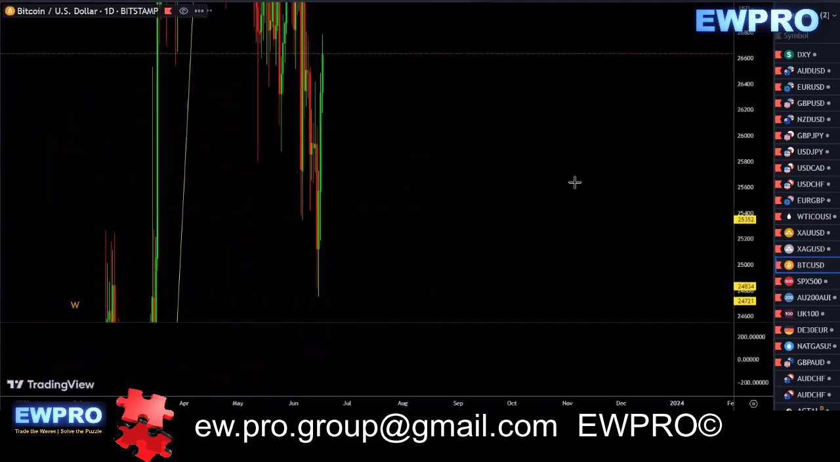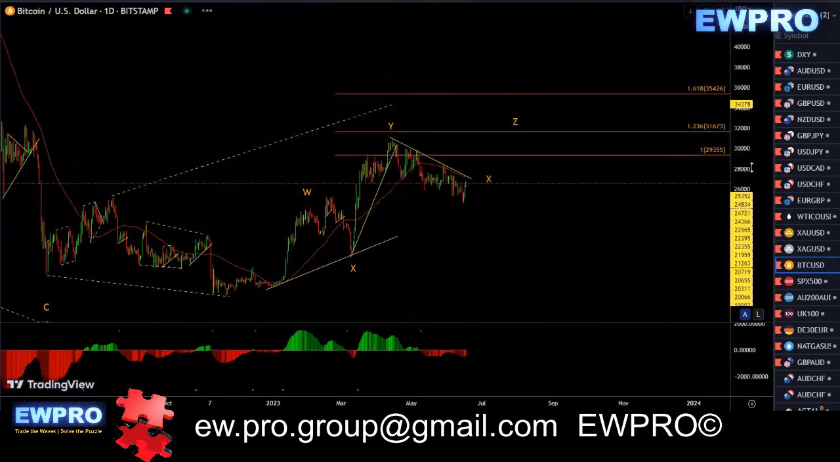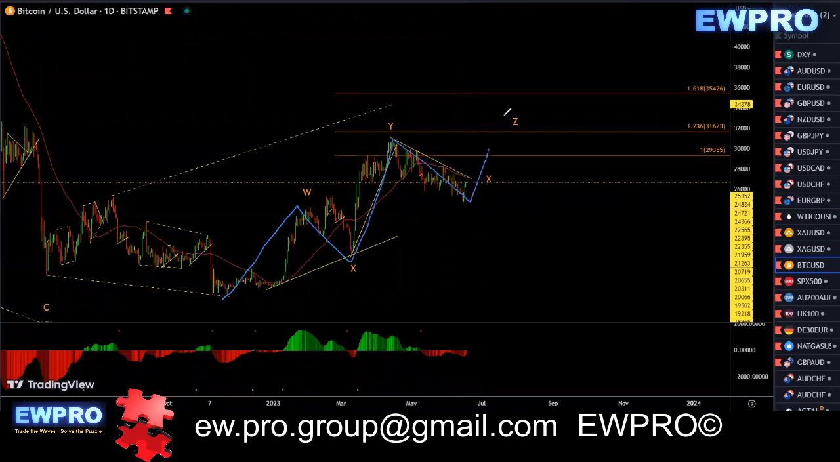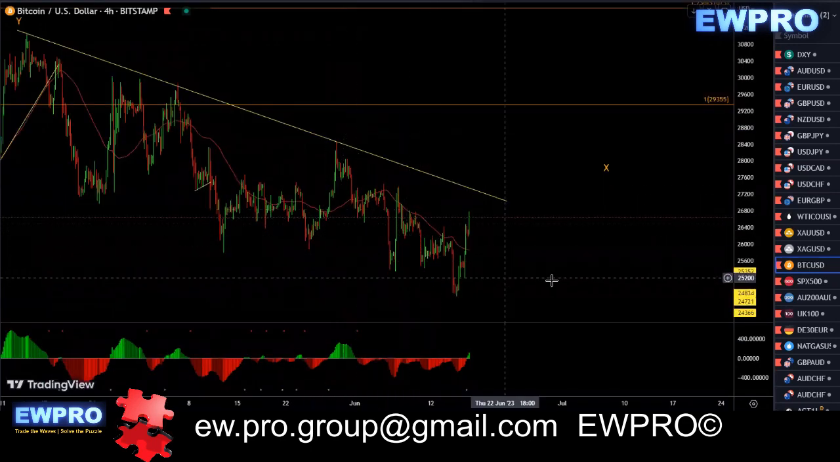Bitcoin on the daily. So this one here, we're only looking for that buy on the daily. WXY X2 a Z up. We're looking for that Z up. This is looking very choppy, so we're only looking for a buy for quite a while.